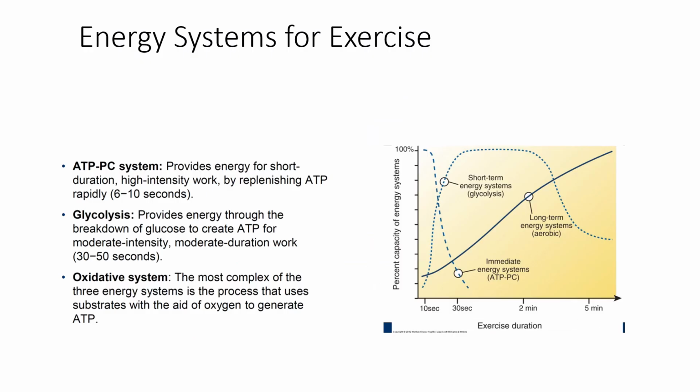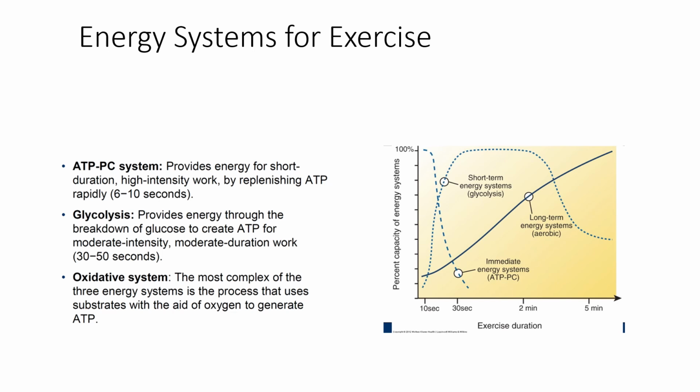During exercise, the body relies on different energy systems to provide the necessary energy for muscular contraction. The three main energy systems involved in exercise are the immediate phosphagen system, the anaerobic glycolytic system, and the aerobic system. Let's take a closer look at each of these energy systems.